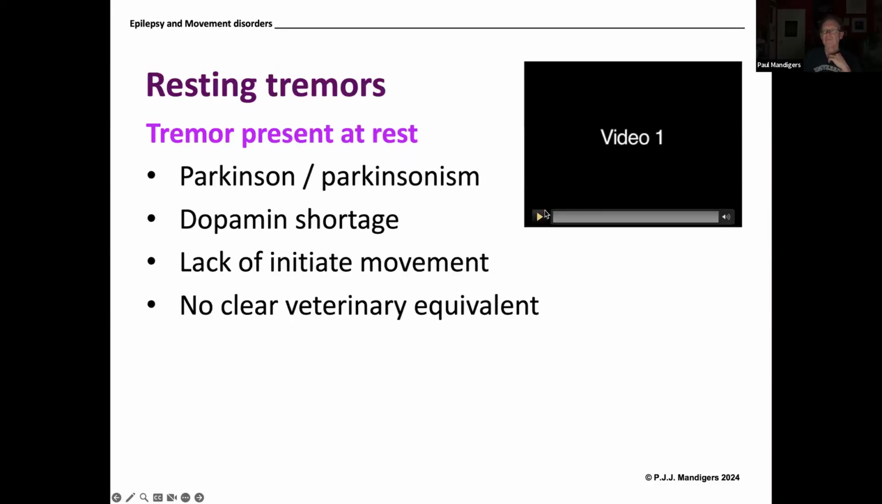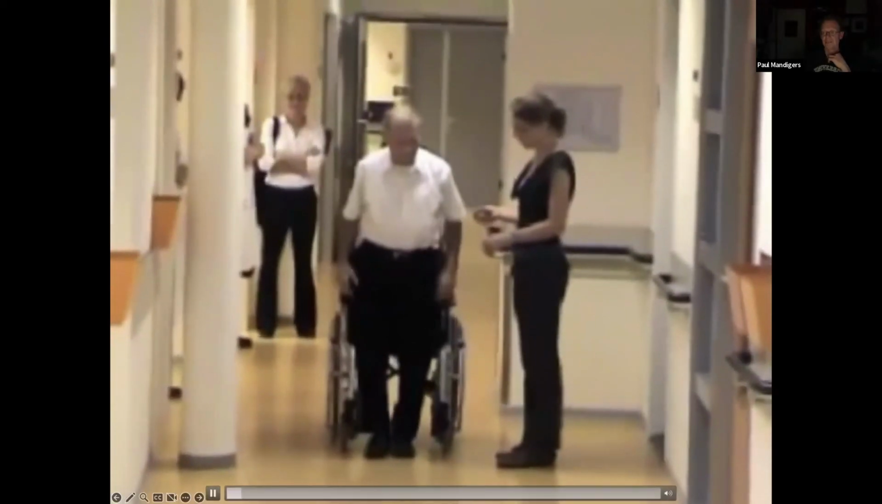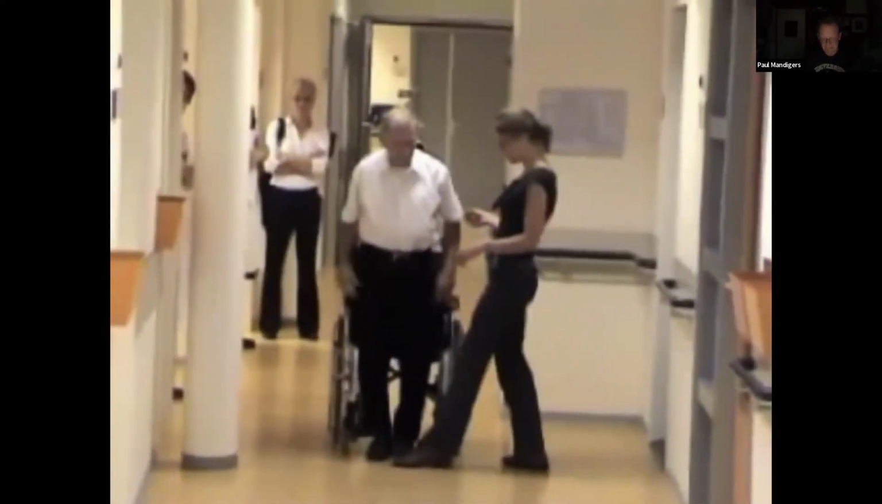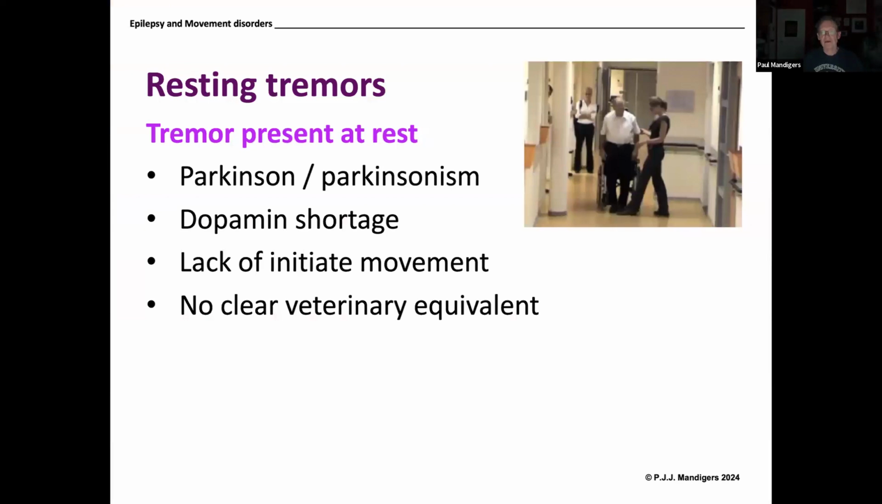Now, an example of the resting tremor, and that's Parkinson's disease. So this is a resting tremor. The tremor is already there while he is at rest, standing, and it all has to do with dopamine. Now, Parkinson's disease is a neurodegenerative disease that's affecting, in the end, the complete brain, but in the beginning, there's only dopamine shortage, and then you are not able to regulate your normal locomotion.